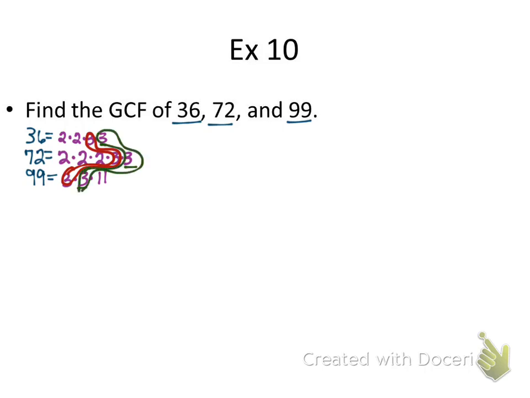So I'm going to drop down. I'm going to write greatest common factor. What are the factors that they share? 3 times 3, right? Because we had 2 3s that we circled. We're going to multiply those together. What's 3 times 3? 9. So what's the greatest common factor of 36, 72, and 99? 9. And we're going to stop there.